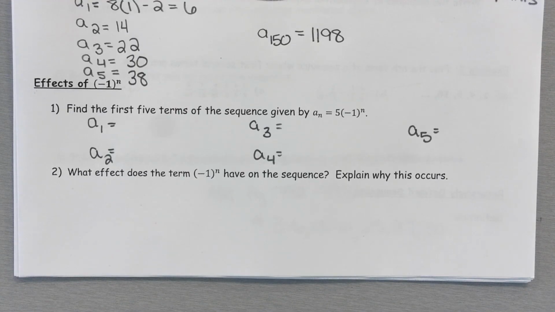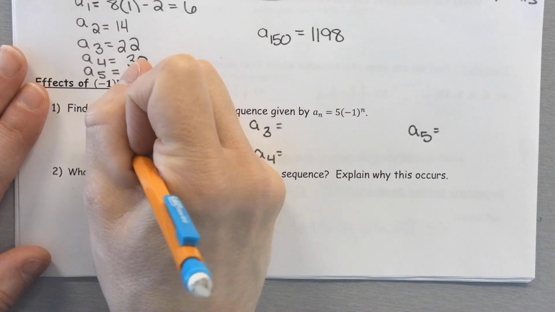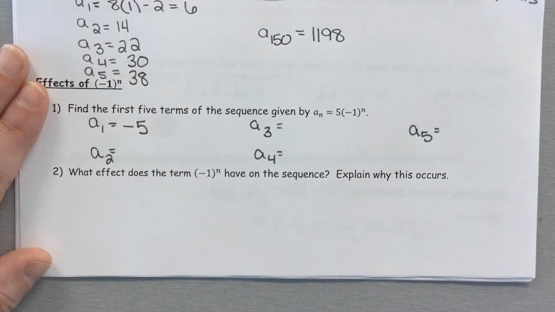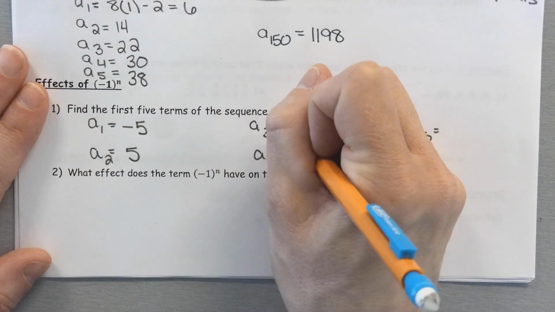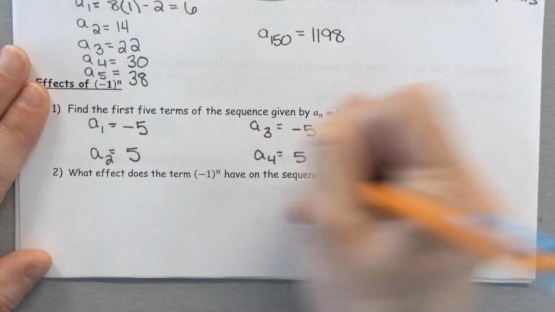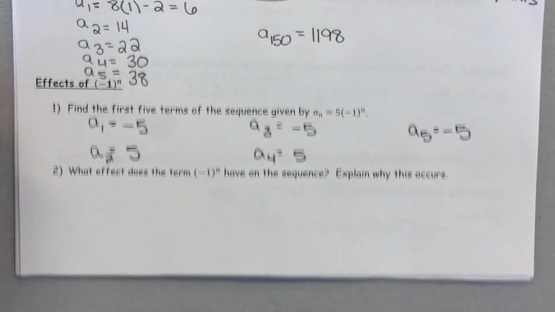Negative 1 to the first power we said was times the 5, negative 5. What's a sub 2 going to be? A sub 3. Do we see the pattern?